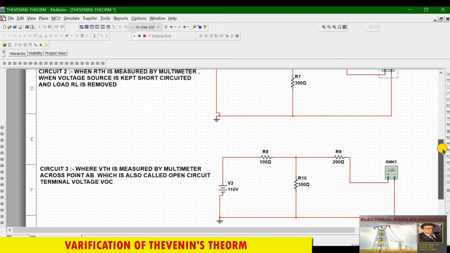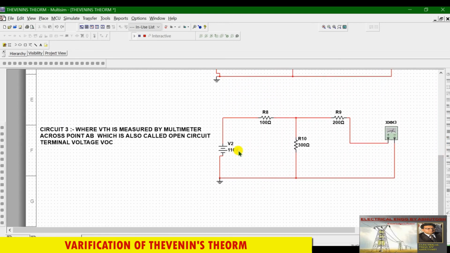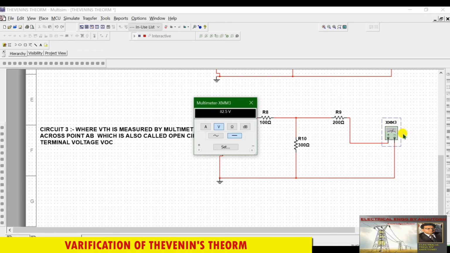So RTH is also verified. Now we will move further to our third circuit. Here we calculate VTH. What is the value of VTH? The battery will be there, resistance will be there. What is to be done? Only RL, the load resistance, is to be removed. So we have connected the multimeter again across these two terminals, these 2 points A and B, and this is working like a voltmeter. So what does it tell? It is giving us reading 82.5 volt.